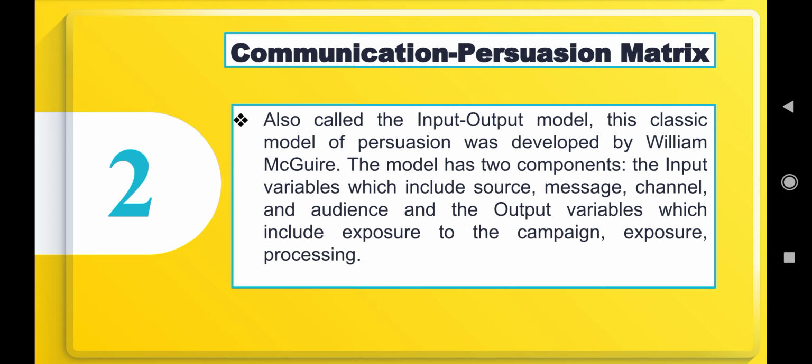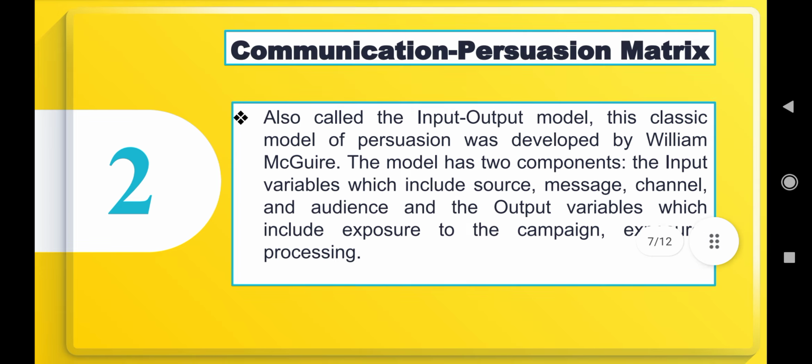And also, the output variable is the modern way of exposing the campaign, which is through social media. We have lots of social media, like Facebook and Instagram, any modern way to expose the campaign through social media.